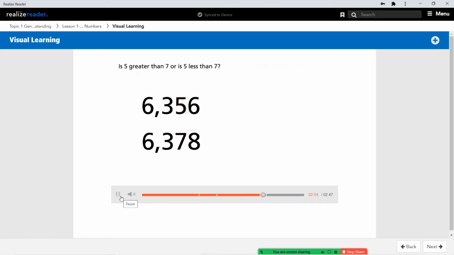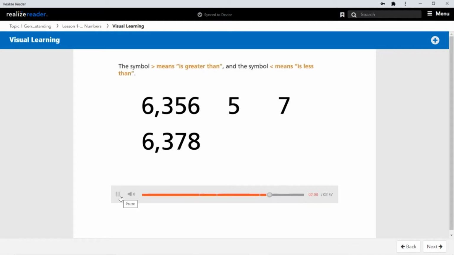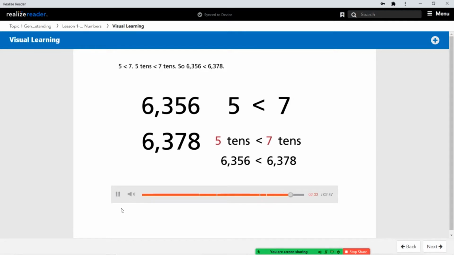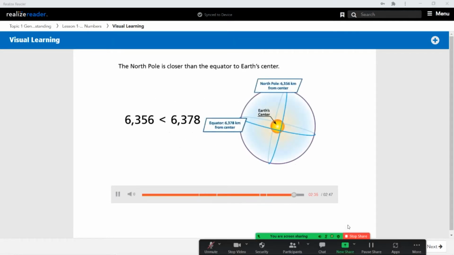Is 5 greater than 7 or is 5 less than 7? The symbol greater than means is greater than, and the symbol less than means is less than. 5 is less than 7. 5 tens is less than 7 tens. So 6,356 is less than 6,378. The North Pole is closer than the equator to Earth's center.